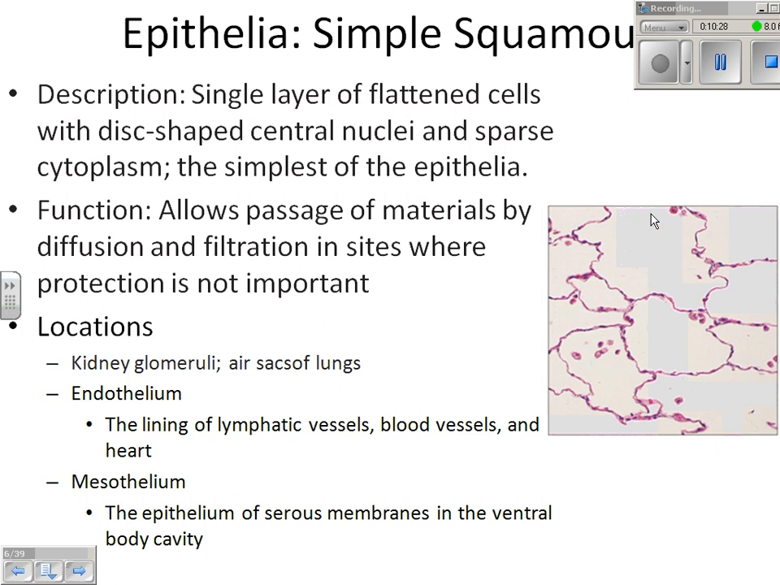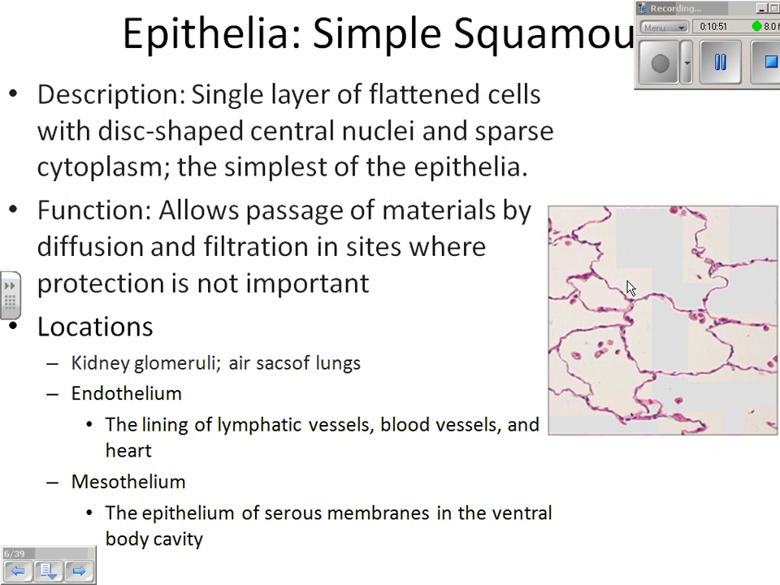So if you see a slide, you kind of have to look at this slide and say that is definitely lung tissue, because that's the only way the simple squamous tissue will look like the picture that you see here. In your PAL, which I study in my Mastering A&P course, you will see a better picture of simple squamous tissue. But where do we find this type of tissue?